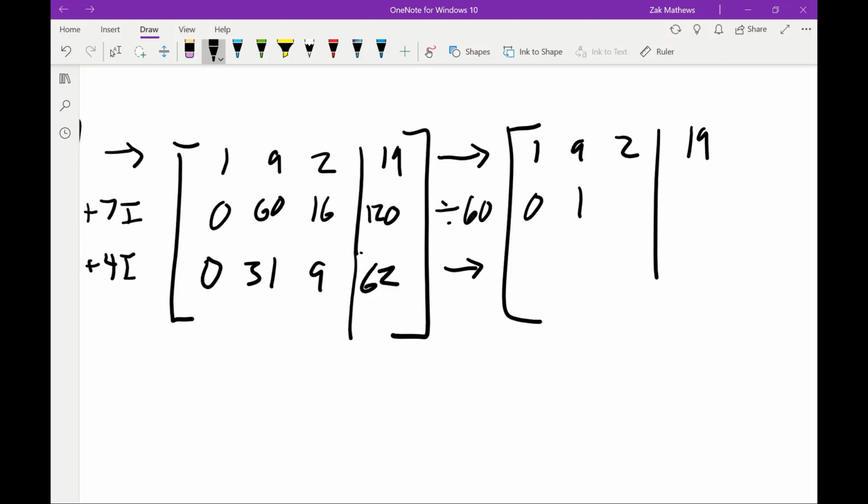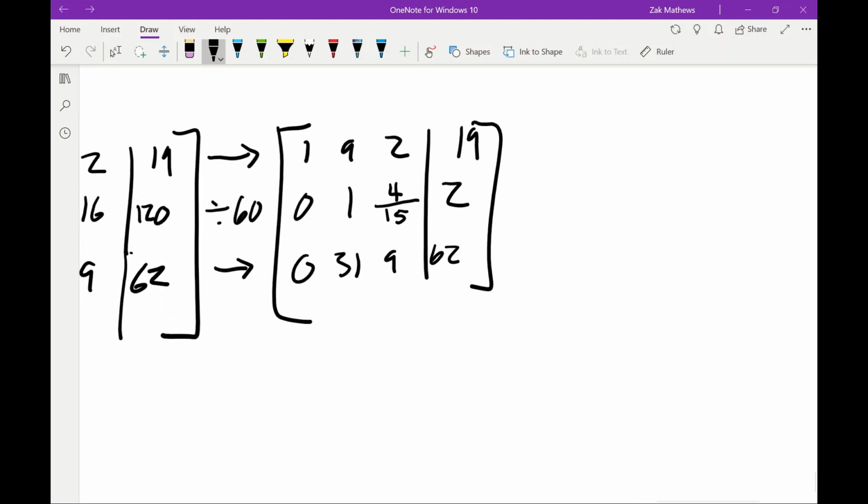16 over 60, I can definitely simplify that if I want to. I know 4 goes into both of those: 4 goes into 16 4 times, 4 goes into 60 15 times, so 4 over 15, and 60 goes into 20 twice. And then the last row, like I said, I'm just going to leave it alone for just a second.